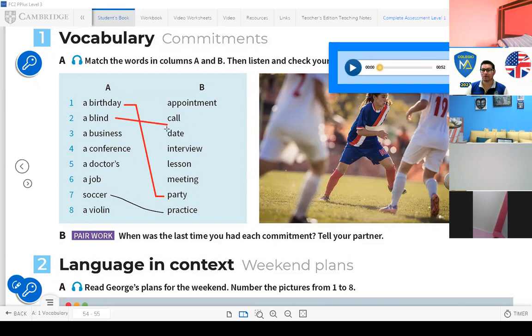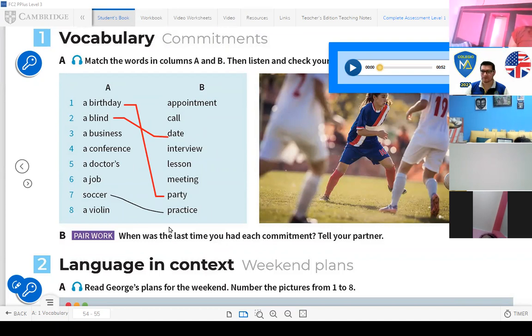What about blind? Appointment, call, date, interview, lesson, meeting. And the answer is a blind, what? A blind date, right? What is a blind date? Have you ever heard about that? ¿Qué será un blind date, students? A blind date es una cita a ciegas, okay? A blind date, yeah? Now let's work. What else do we have here?